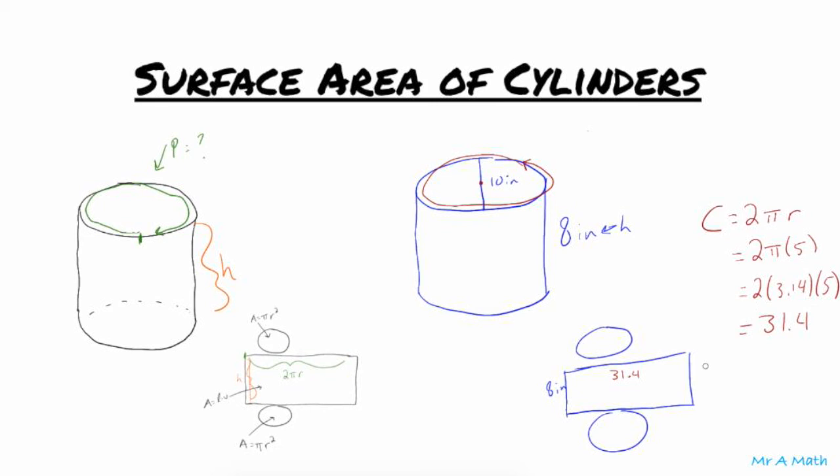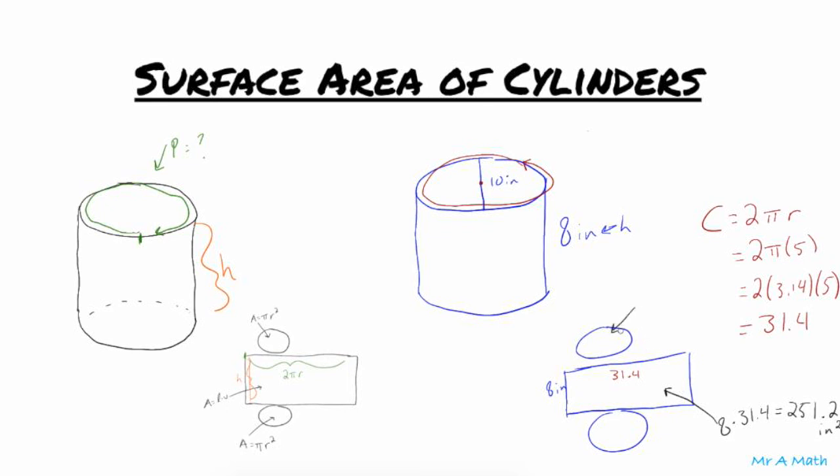So the area of my rectangle in the middle is going to be the length times the width, 8 inches times 31.4 inches, which when I plug that into a calculator is 251.2 inches squared. So that's just the area of this rectangle. If you're thinking of this as the label of a soup can, that would be the area of it.